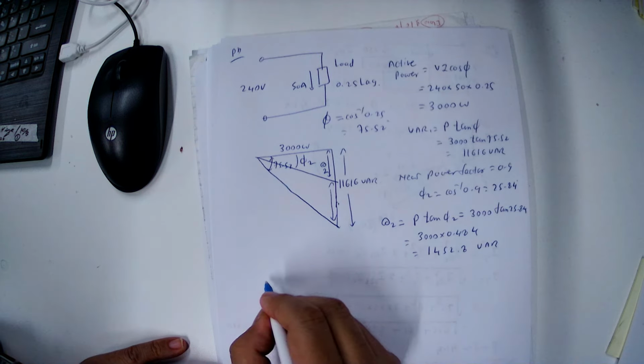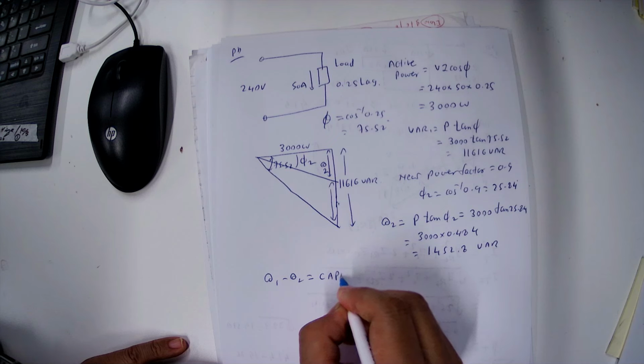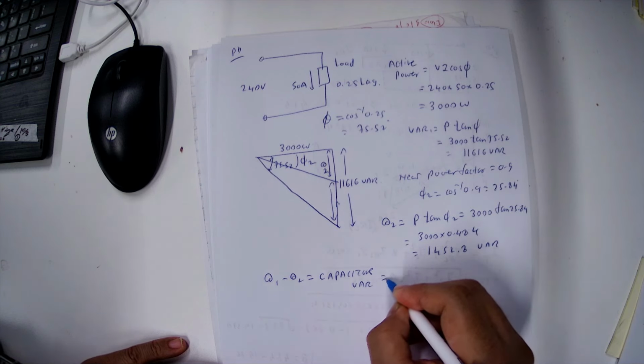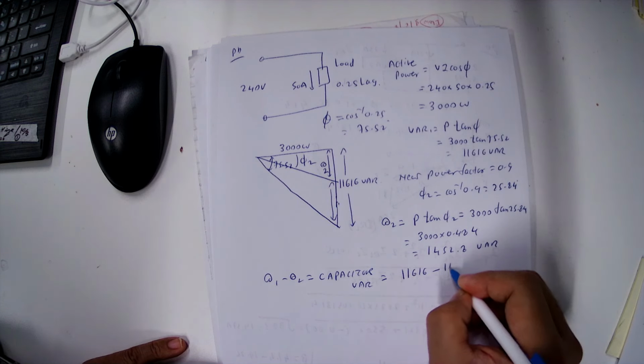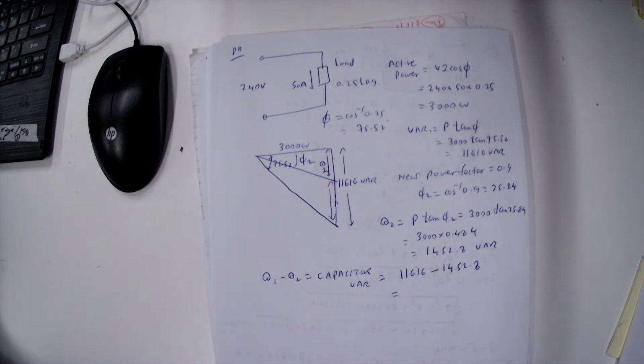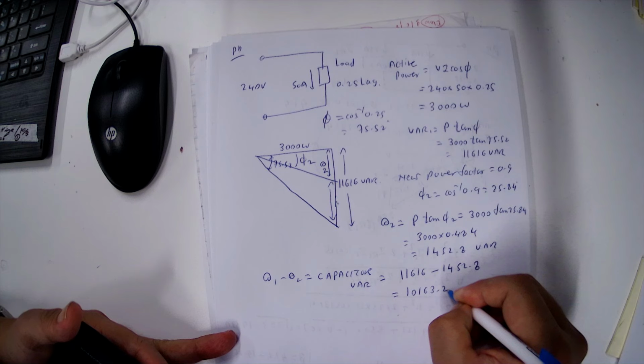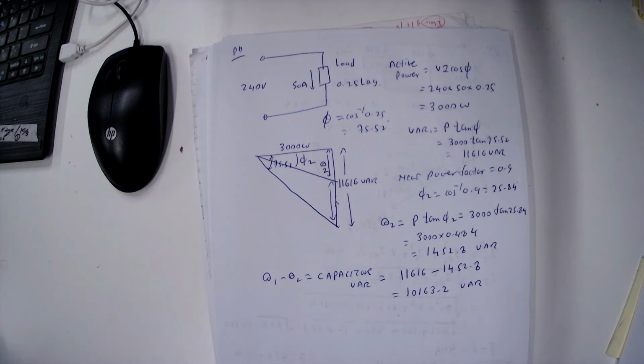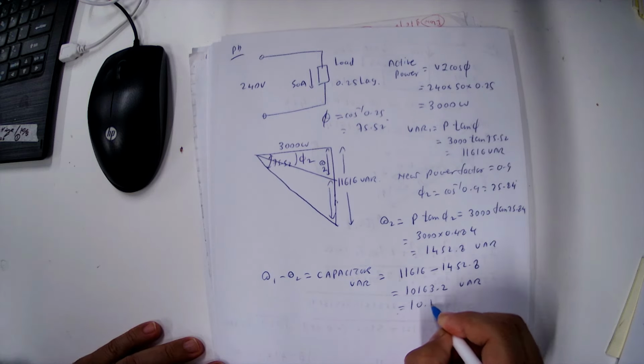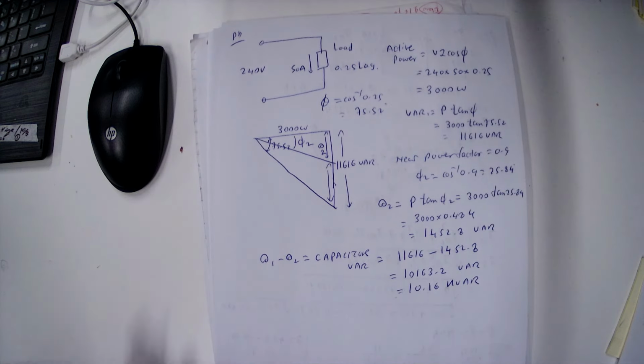This reactive power needs to be reduced, so that Q1 minus Q2 is the capacitor power. The original Q1 is 11616, the new Q2 is 1452.8. So we subtract: 11616 minus 1452.8, that will be 10163 VAR. So this is the reactive power the capacitor needs to supply, about 10.16 kVAR. That much power needs to be reduced.